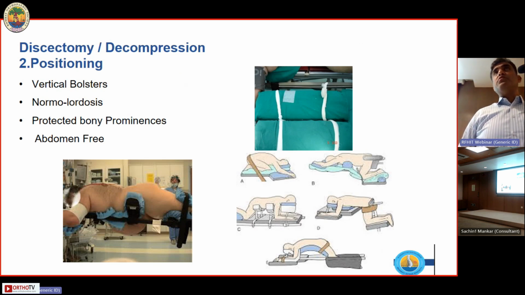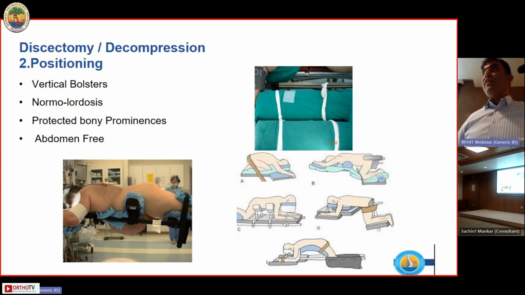There are various type of positionings. I generally use a vertical bolster from shoulder to iliac crest. There are people who use horizontal bolsters, but the principle is that it should have a normal lordosis, and there should be a facility or availability of something where you can get a change of lordosis if you want to do more decompressions out there.